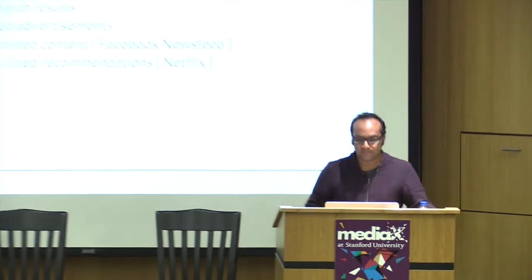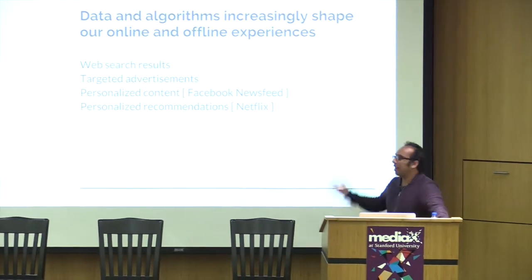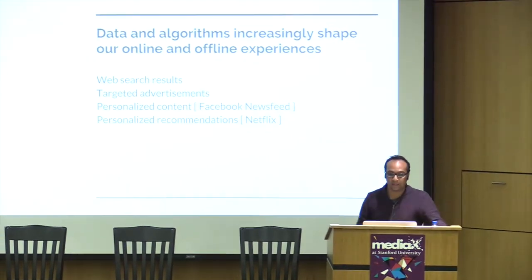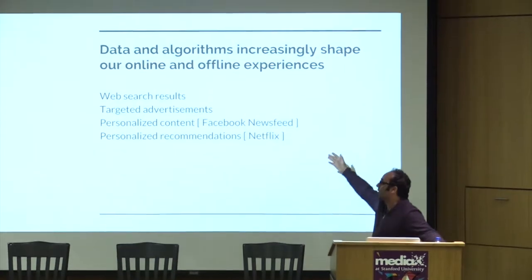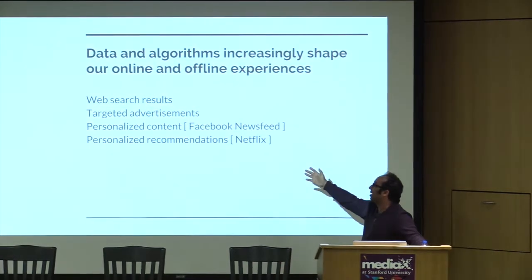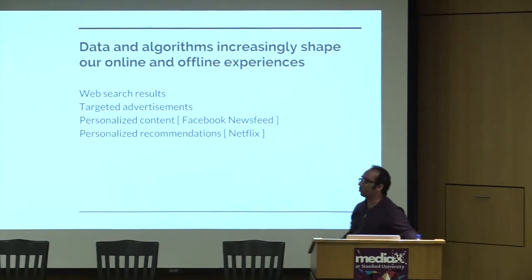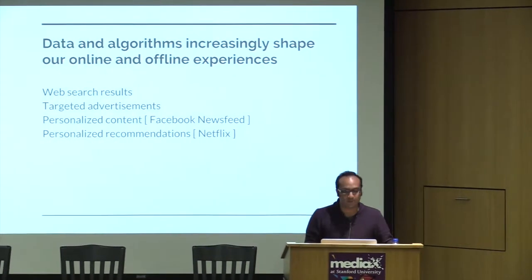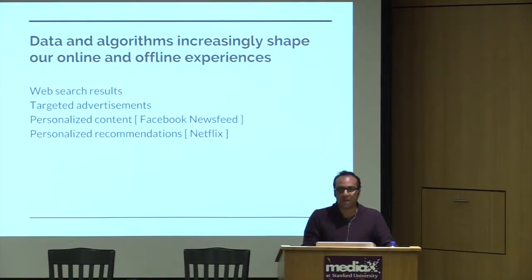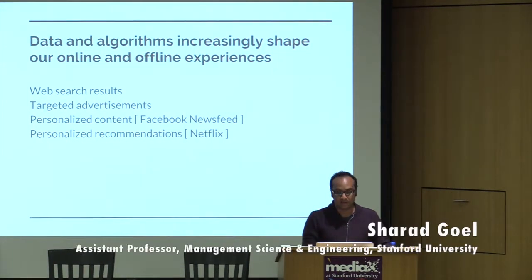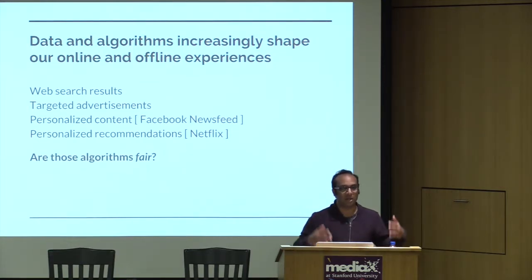So I'll tell you a little bit about some of my work that deals with defining and designing fair algorithms. As we all know, data and algorithms are increasingly shaping our online and offline experiences, from web search results, targeted advertisements, personalized content, for example Facebook, and personalized recommendations, for example Netflix, among many others. And with these algorithms, there's this basic question that's emerging and getting an increasing amount of attention: are these algorithms fair? They shape many of our experiences. Are they actually doing this in a way that we would think of as fair?